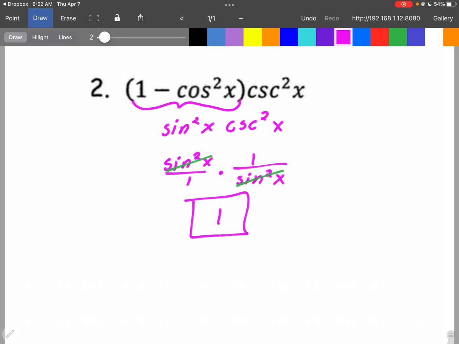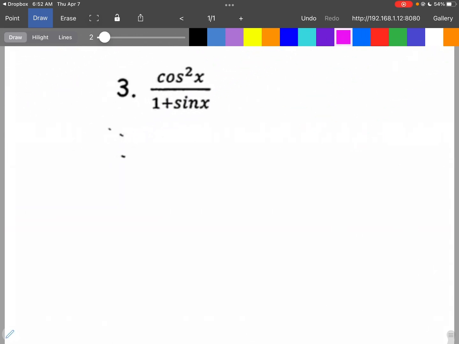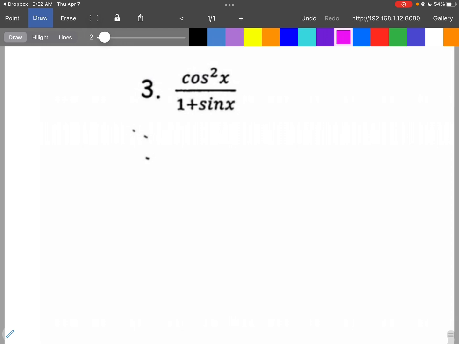All right, let's take a look at number 3. So for this one, I have a single fraction. I have cosine squared x over 1 plus sine x. So if I look at the bottom, that should stand out that that is almost a Pythagorean identity, and I can turn it into a Pythagorean identity by multiplying by its conjugate. So if I multiply 1 plus sine x times 1 minus sine x, then that will become a Pythagorean identity, which then will turn into a single term.